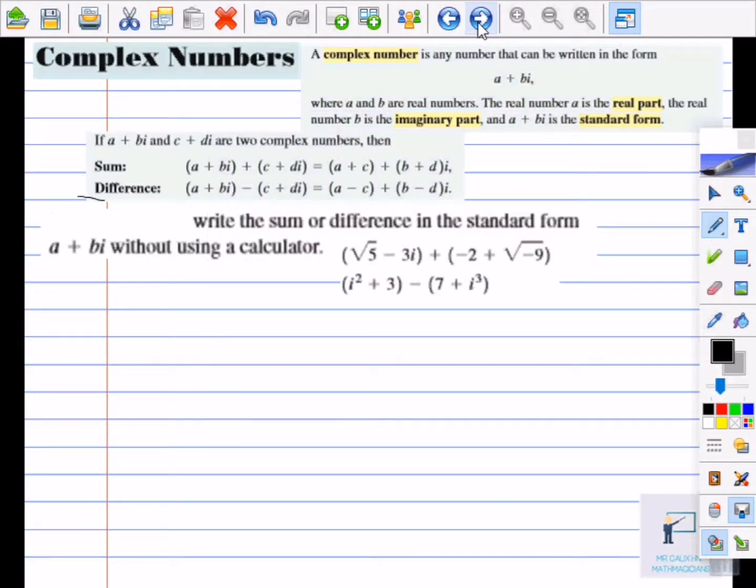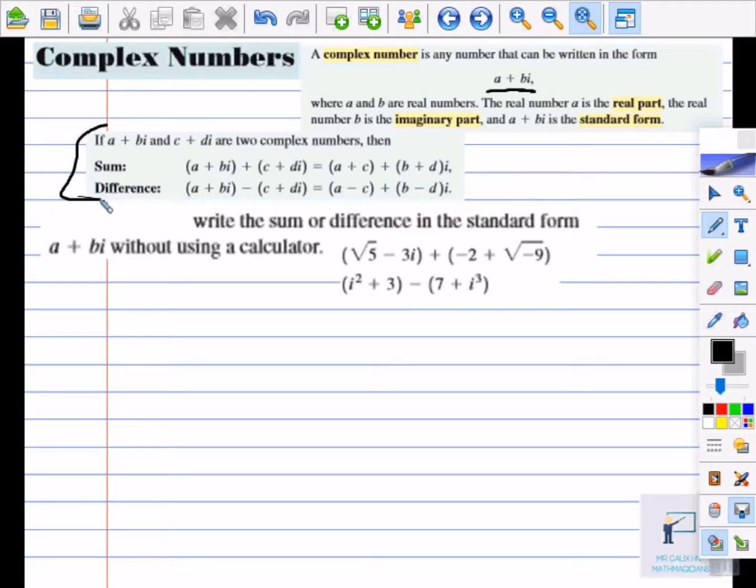The definition of a complex number is any number that can be written in the form a plus bi, where a is a real number and b is an imaginary part. Here you have properties of real numbers for addition and subtraction.